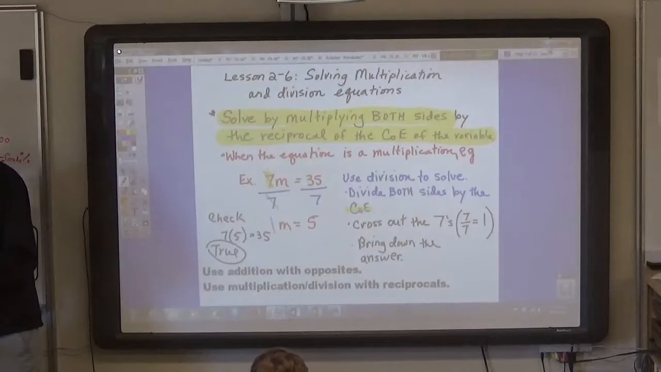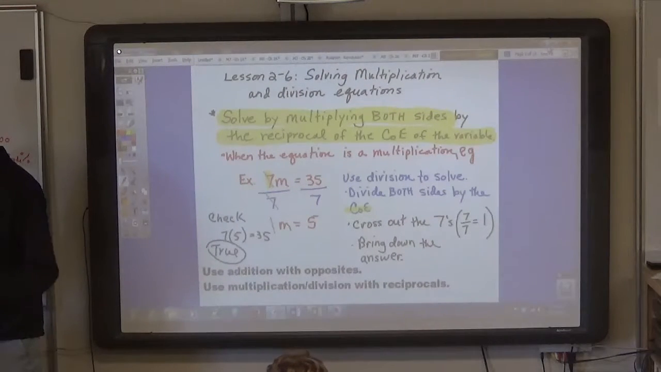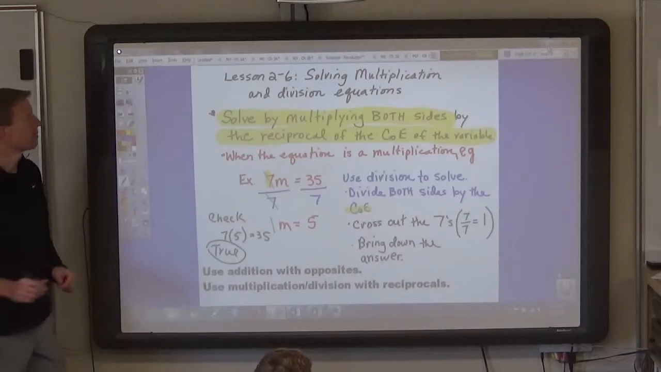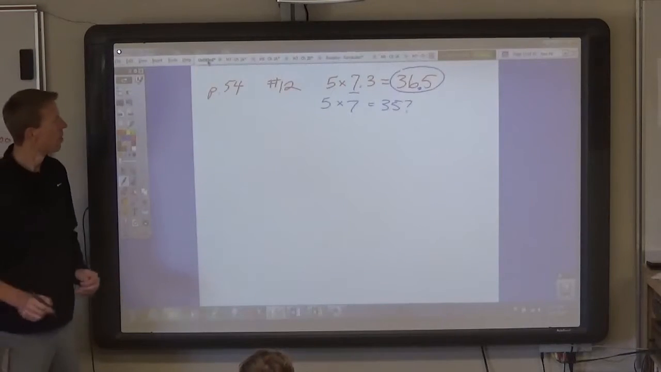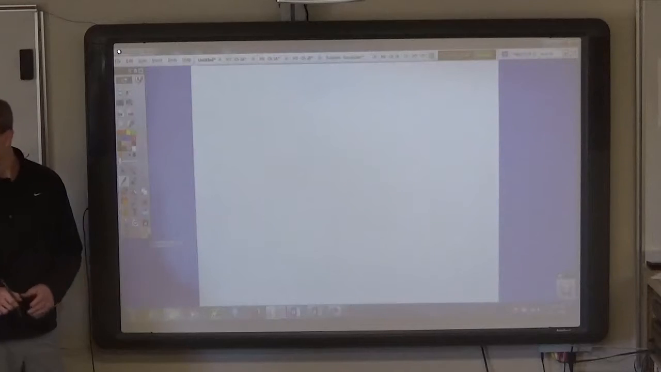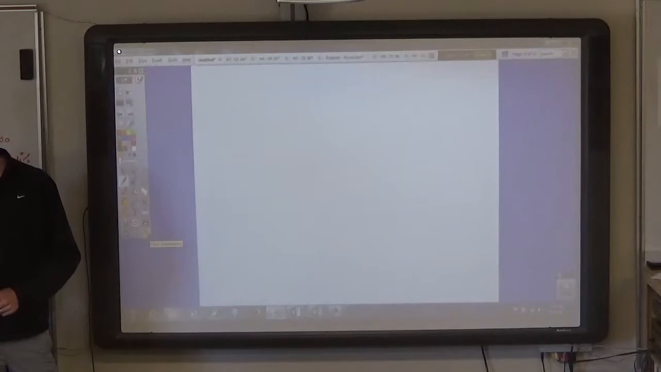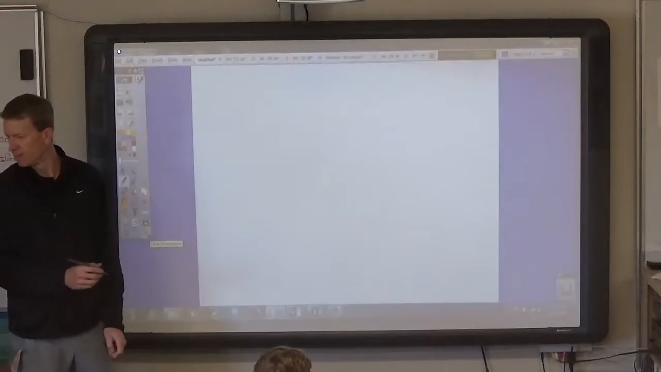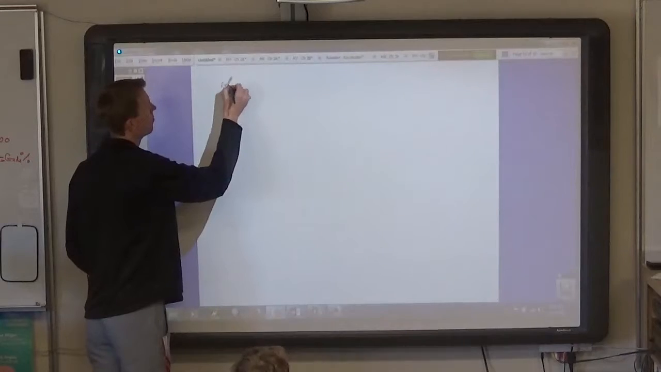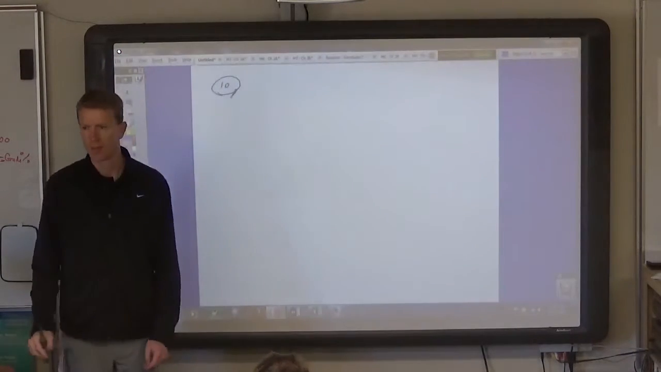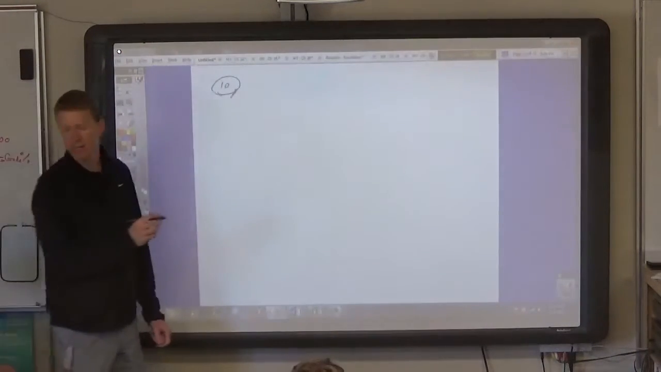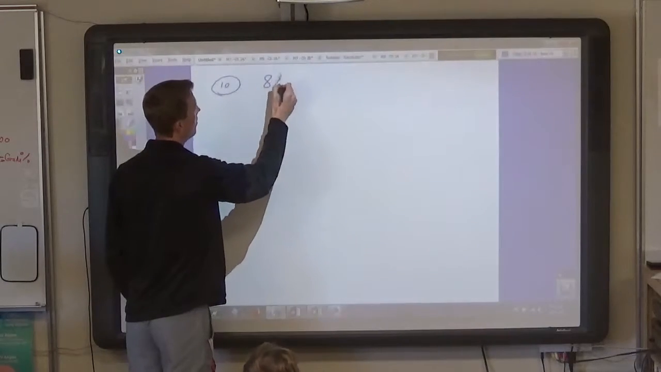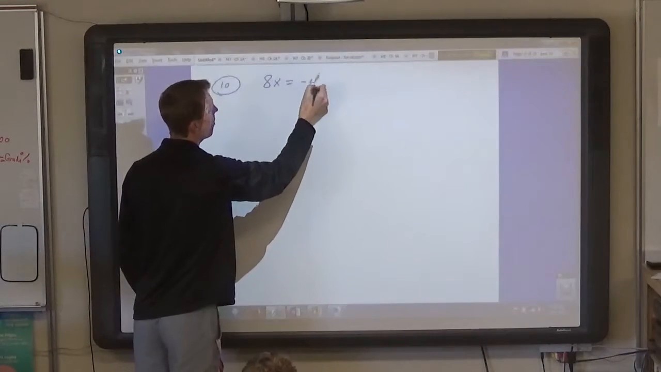Go to your book. Page 96. Let's start with doing some of these together. These will be part of your assignment. Start with number 10. Copy number 10: 8x equals negative 48.